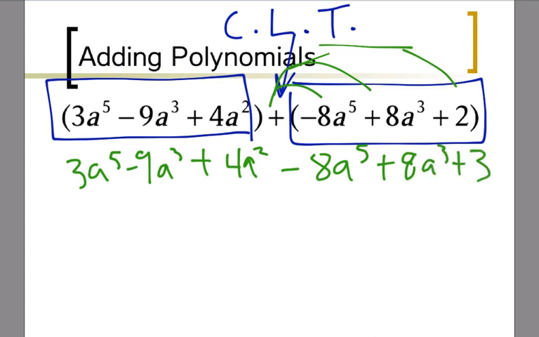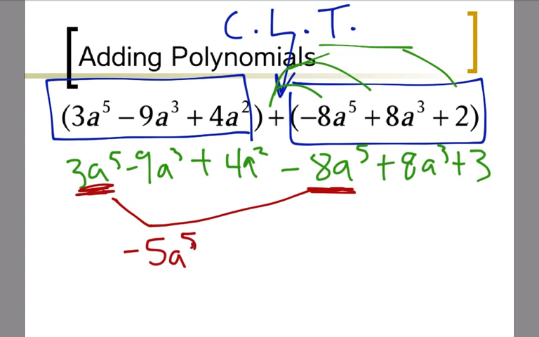Okay. Now I just want to go through and identify what my like terms are. I look at the 3a to the 5th, and what else is an a to the 5th? And that's going to be my negative 8a to the 5th. So I go ahead and combine those, and 3a to the 5th minus 8 is going to be negative 5a to the 5th. So now I continue looking for like terms, and I see I have my negative 9a to the 3rd, so I'm looking for another a to the 3rd, and that's over here with the 8a to the 3rd. So I combine those. Negative 9 plus 8 is going to be negative 1a to the 3rd.